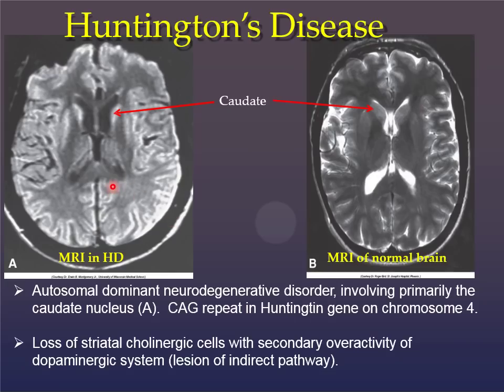This shows an MRI in a patient with Huntington's disease. Here's a normal MRI with a big fat head of the caudate nucleus, and here's the MRI of a patient with Huntington disease, and we see a much atrophied caudate nucleus, and as a result the ventricles are somewhat larger. This is due to loss of striatal cholinergic cells.